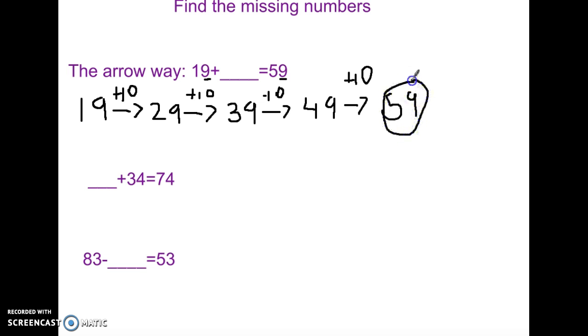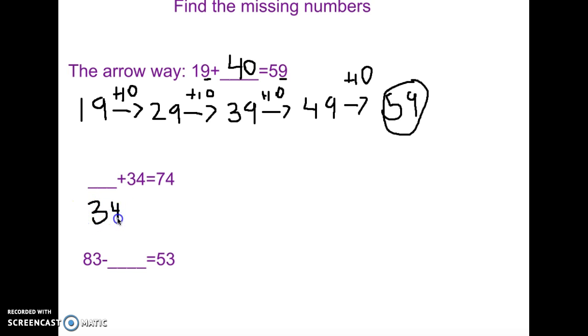So now what I do is add up all of those 10s. 10, 20, 30, 40. So my missing number is 40. 19 plus 40 equals 59. Okay, try this one. What plus 34 equals 74? Well, this time we know we have 74. That is what our answer is going to be. We want to know how to get there starting at 34.